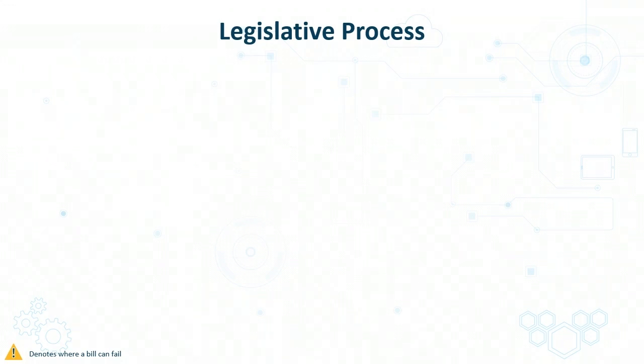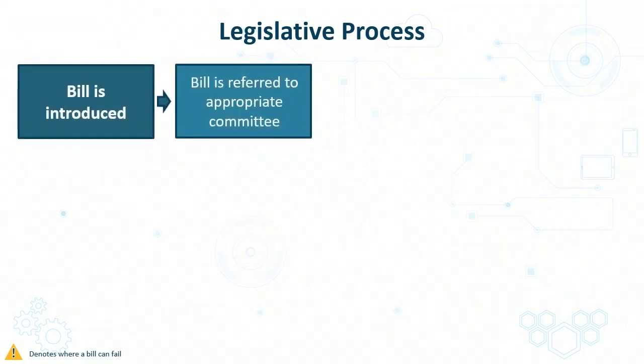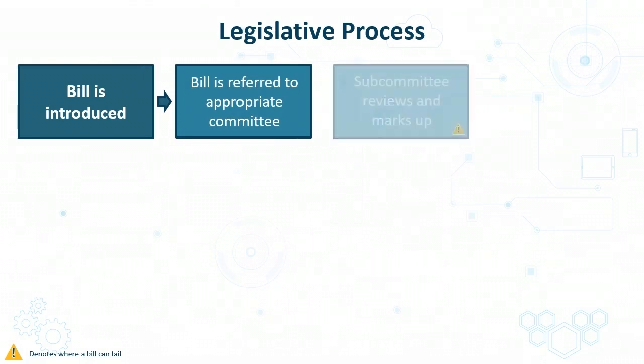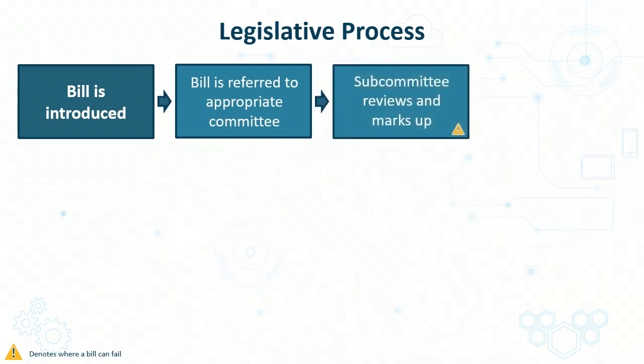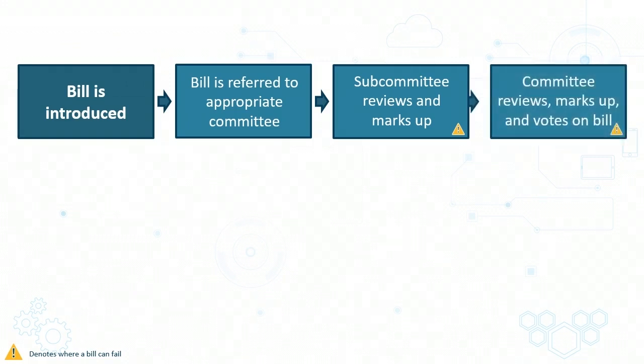Starting in the upper left corner and moving right, first, a lawmaker introduces a bill in either the Senate or the House of Representatives. It is reviewed by the appropriate committee or subcommittee. The subcommittee reviews the bill, holds hearings, and makes amendments that it deems necessary. Once the subcommittee is satisfied with the bill, it presents the new version to the full committee.